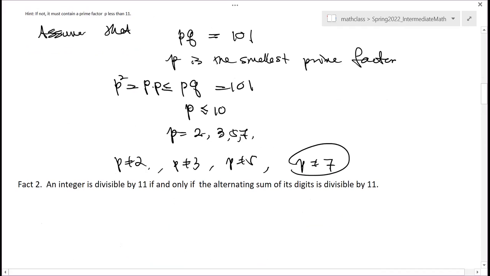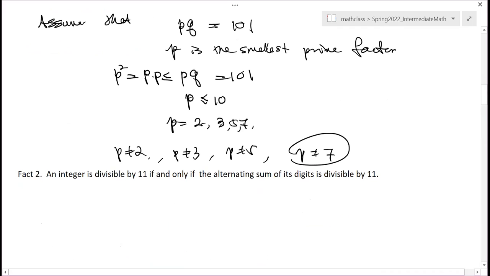Okay, now we're going to check whether an integer is divisible by 11. For 11, yes, we have a simple way to check, just using the digits. It's called the alternating sum of its digits. That means you change the sign, and then add them together, okay?